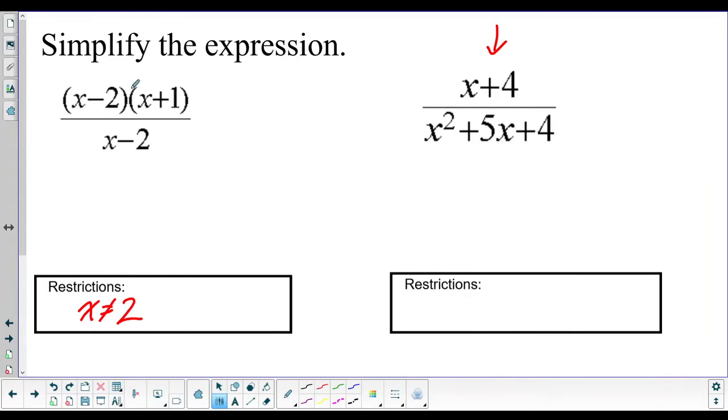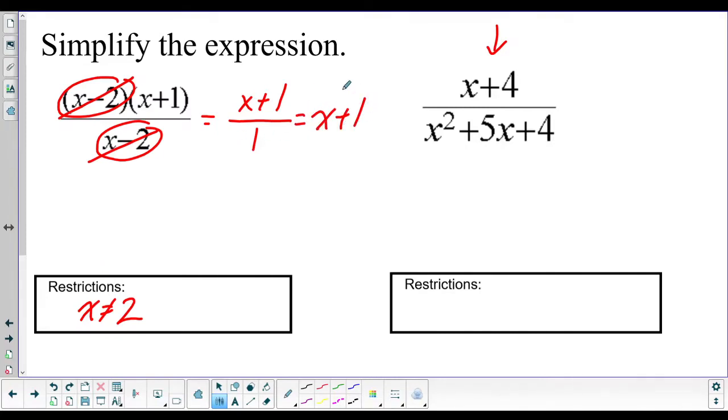So we look at what matches on the top and the bottom. X minus 2, x minus 2. These cancel. On the top, we have x plus 1 left over. And on the bottom, we don't have anything. So we just don't write the bottom. If you wanted to write something, you would put it over 1 because them canceling, remember, we talked about them reducing to 1. But dividing by 1 doesn't do anything, so it just simplifies to x plus 1. So this is our answer. Pretty easy, right? All right, let's look at this second problem.